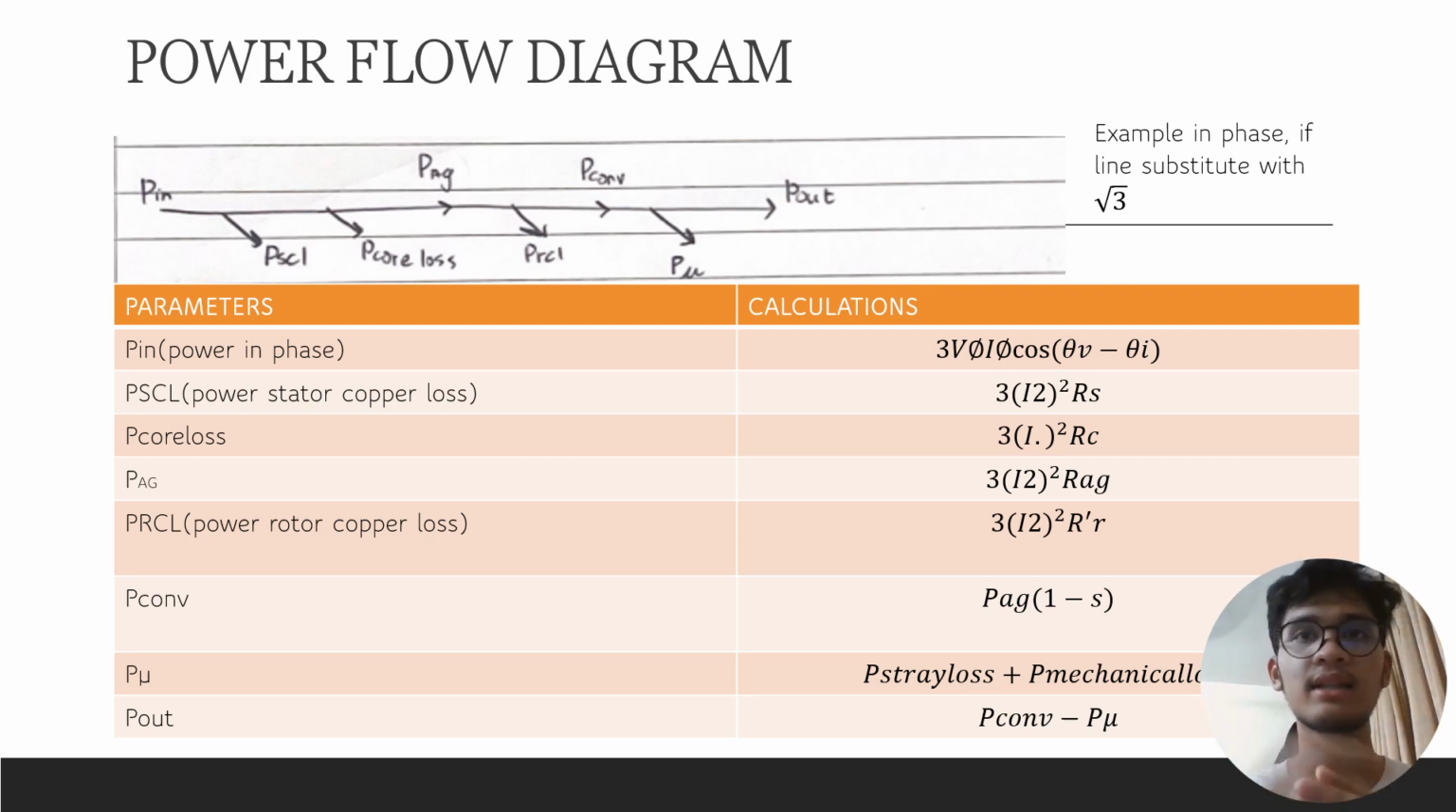The other calculation is the basic power formula, which is derived from P equals IV, which is I squared R. But because this is a 3-phase system, we need to multiply by 3. For the power conversion, the formula given is power air gap times 1 minus slip. The power losses is the sum of total losses that the motor provides. Lastly, the power out is power conversion minus power losses.